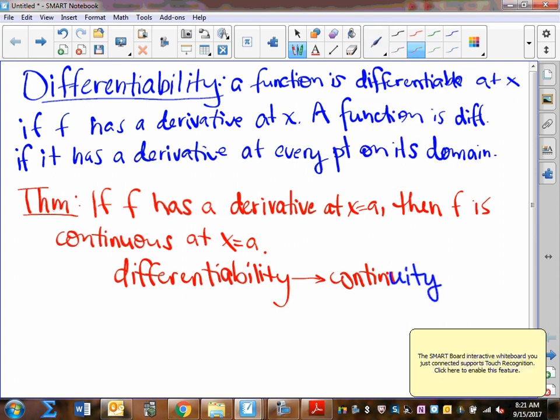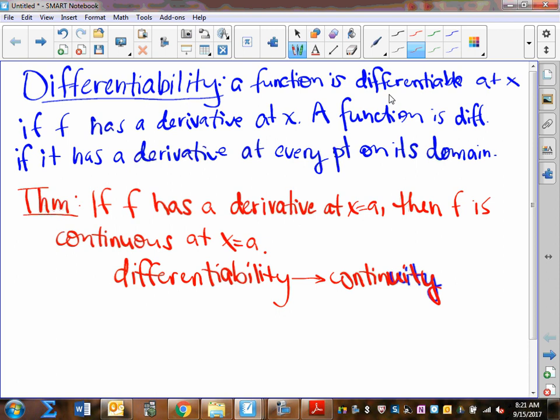Alright, now, do you guys remember from geometry learning about conditional statements? Remember that word? A conditional. Does anyone remember what a conditional statement is? An if-then statement. So this theorem right here is actually a conditional statement. Any if-then is a conditional.